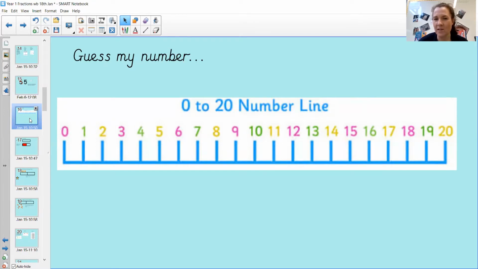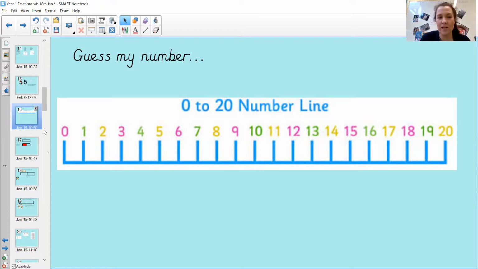Have a think about that. You can use the number line, 2 more than 7. Okay, I hope you guessed that my number was 9. Okay, so that's Guess My Number. That's a really nice one for you to play at home for all sorts of different numbers.